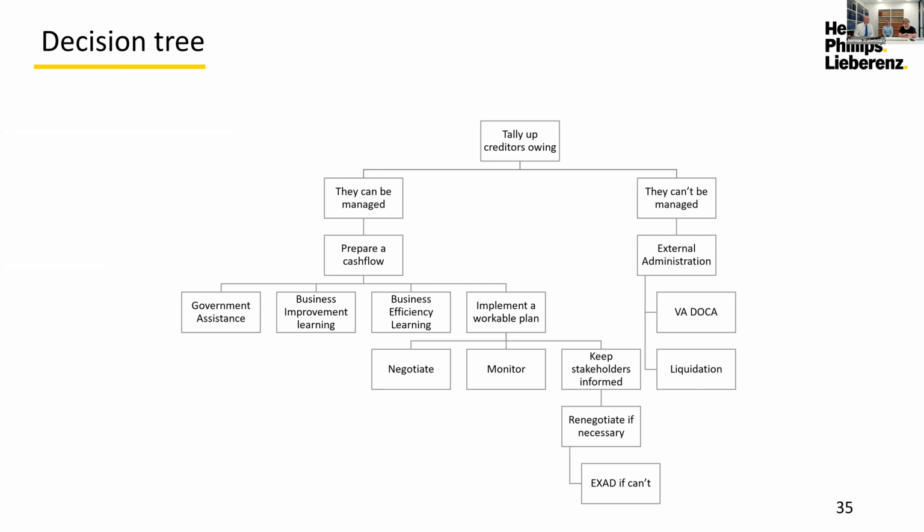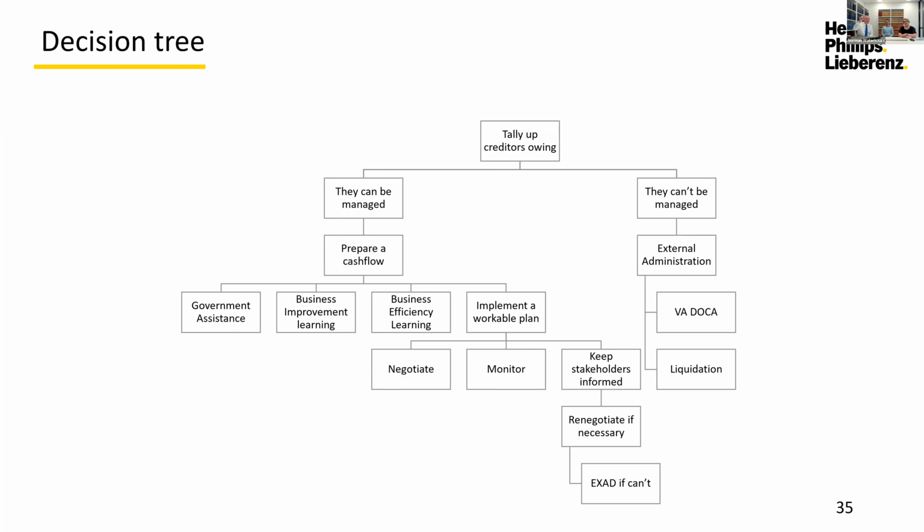I talked about at the start tallying up the creditors, and you'll get that immediate impression of whether they can be managed or if they can't be managed. Now, Vas talked in his presentation about some of the external administrations, the liquidation aspects, that are sitting down the right-hand side of that slide. That's not the purpose of my conversation today. My conversation has been all on the left-hand side of the slide, as to how you can survive in your business. And so that starts with the cash flow.